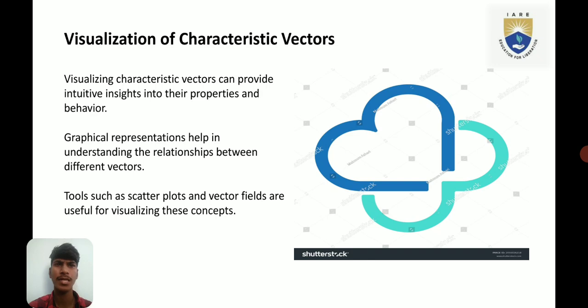Then, visualization of characteristic vectors. Visualizing characteristic vectors can provide intuitive insights into their properties and behavior. Graphical representations help in understanding the relationships between different vectors. Tools such as scatter plots and vector fields are useful for visualizing these concepts.